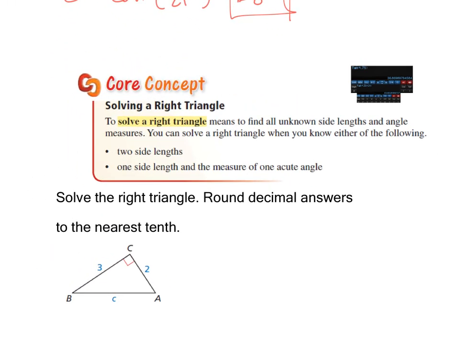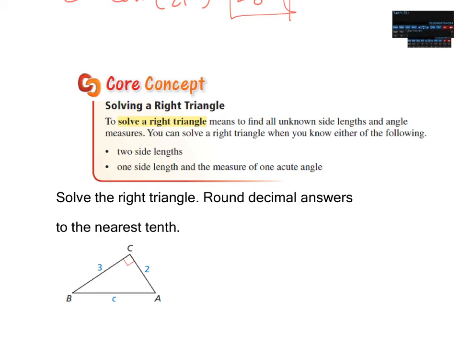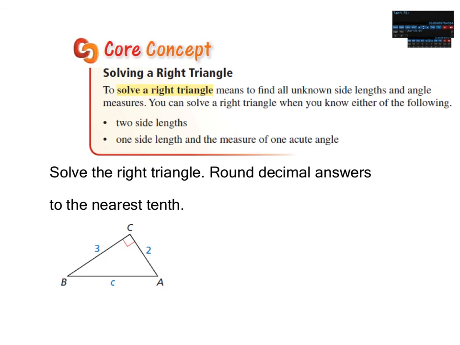We want to solve some right triangles. When we say solve the right triangle, that means we want to find everything out about it. And we can solve a right triangle if we know two sides, or we know an angle and a side. If we know two of anything, well, that's not true. We've got to know at least one side. But if we know two parts, either two side lengths or one side length and one angle, we can find everything out about the triangle. All right? So let's do that.